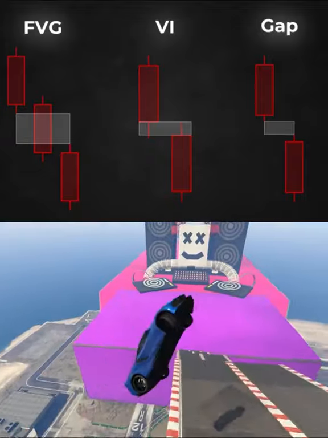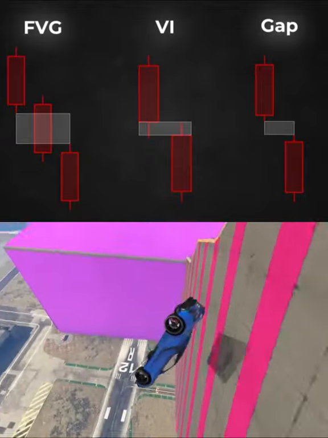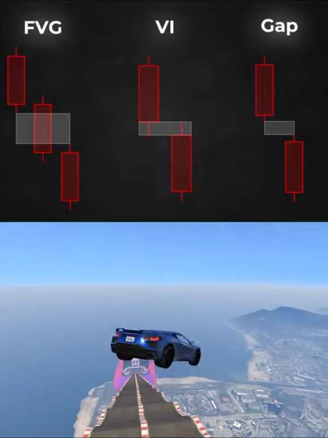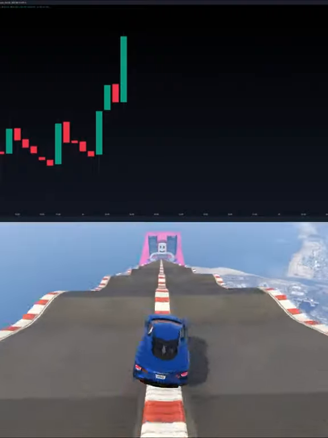Let's now observe some real examples of fair value gaps, volume imbalances, and gaps, starting with a very simple example. We begin with this 1-hour chart of the dollar index.